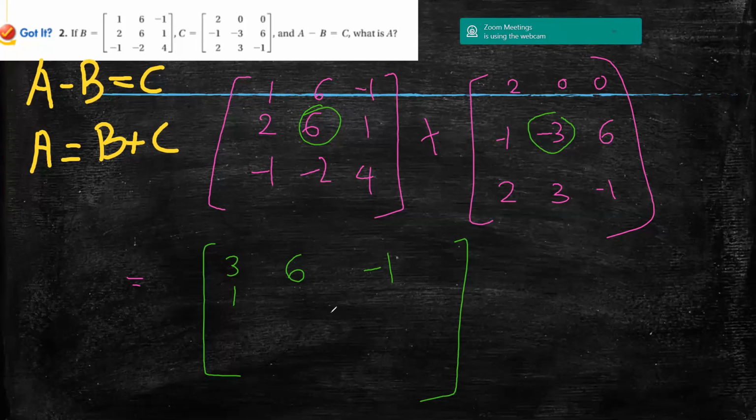Okay, so 6 minus 3, which is 3. Okay. And 1 plus 6, which is 7. Thank you, Maya.